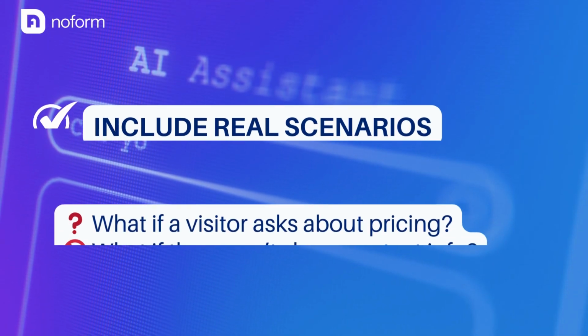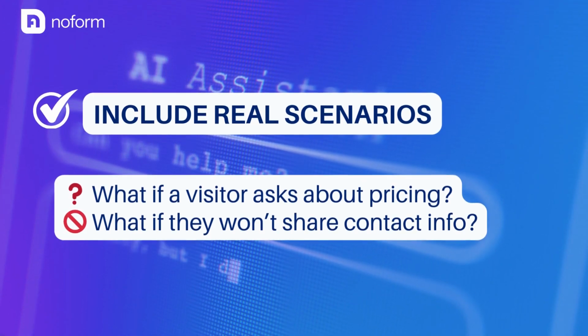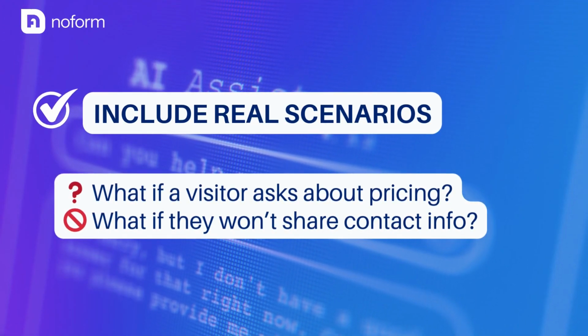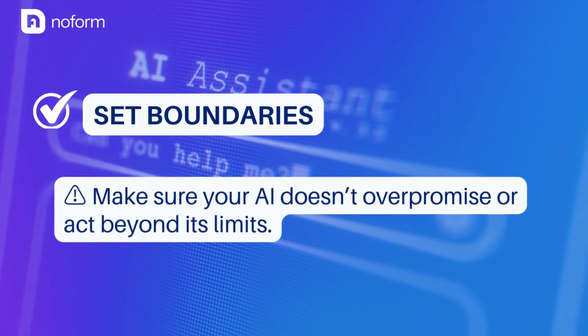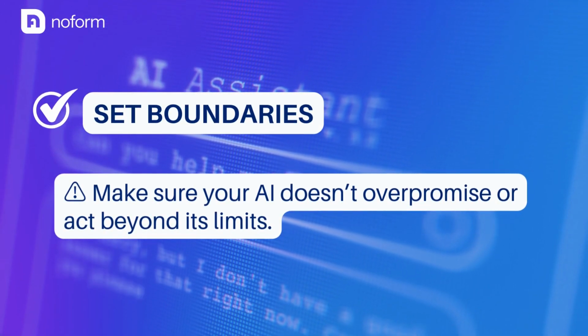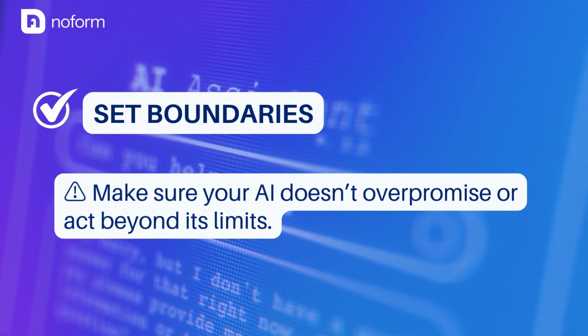Anticipate scenarios. Include examples such as what to do if a visitor asks about pricing or refuses to share their contact information. Set boundaries. Ensure your AI doesn't overpromise or take actions that require human intervention.